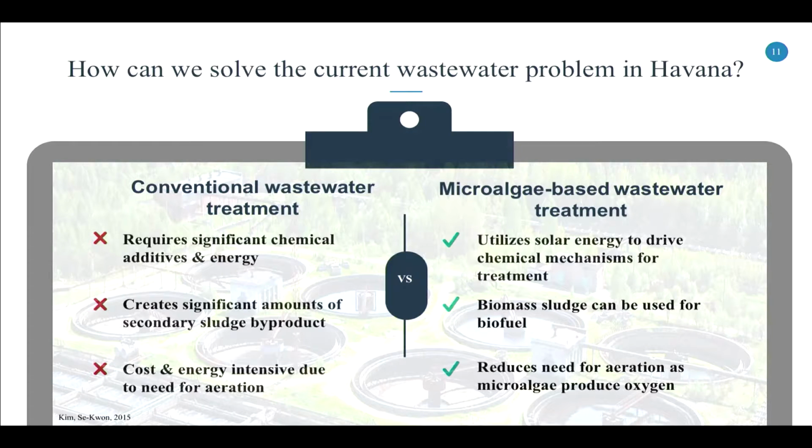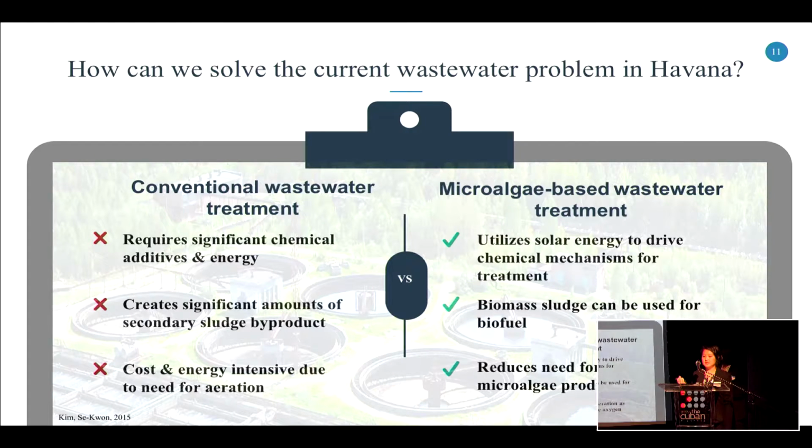And conventional wastewater treatment creates a secondary sludge which is hard to manage and dispose of, while microalgae-based wastewater treatment creates biomass which can be used to create biofuel or biogas, to either sell to the public or to feed directly back into the wastewater treatment plant.